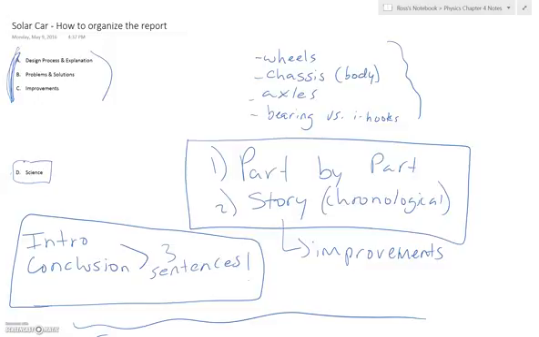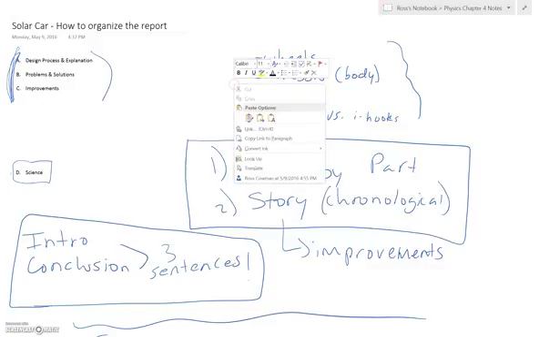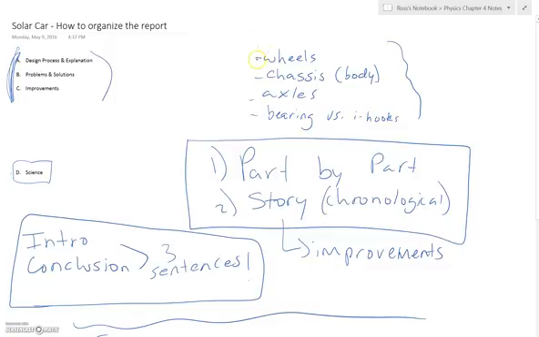Over here I've got four parts of the car listed that I thought of randomly, right? The wheels, the chassis, axles, bearings versus eye hooks. So a lot of people have been talking about setting up their lab report in this format, A, B, and C. I think that's problematic because, for instance, wheels, you would talk about wheels probably in your design ideas, in your problems, and in your improvements. So you're going to talk about wheels 3 different times.